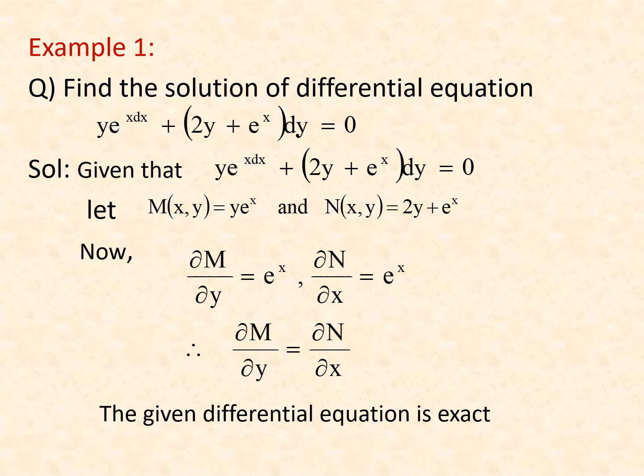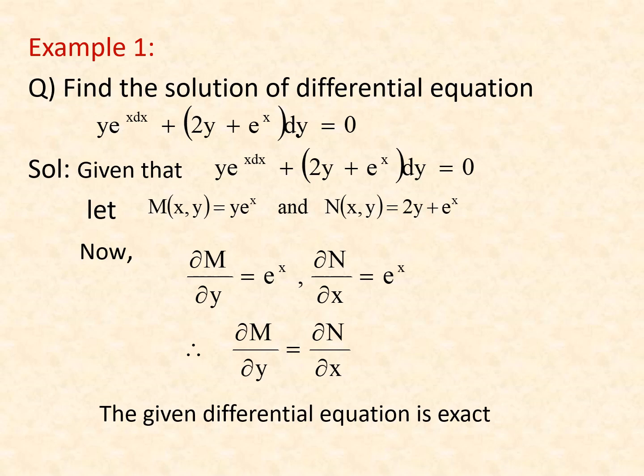If you compare the given equation to the standard form of exact differential equation, here M is nothing but y e^x and N(x,y) is nothing but 2y + e^x. Next we need to find the partial derivative of M with respect to y as well as the partial derivative of N with respect to x.